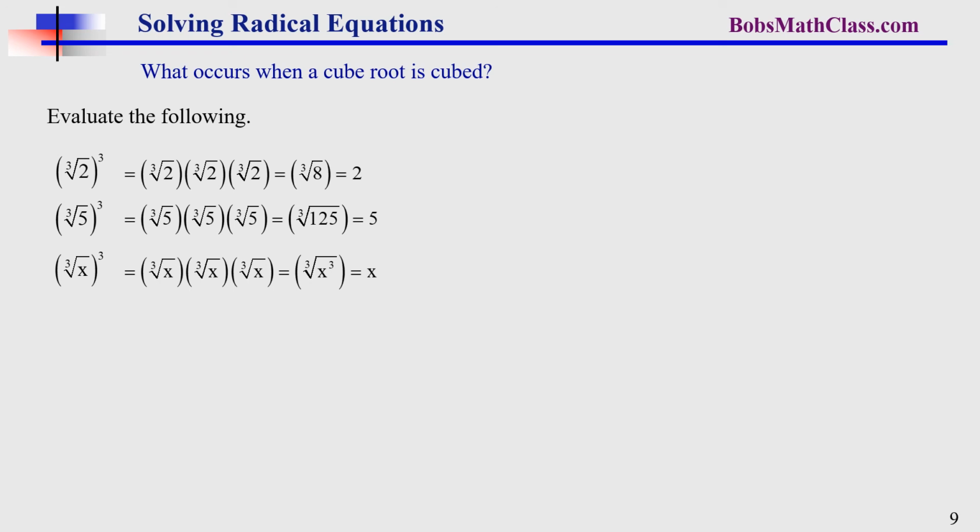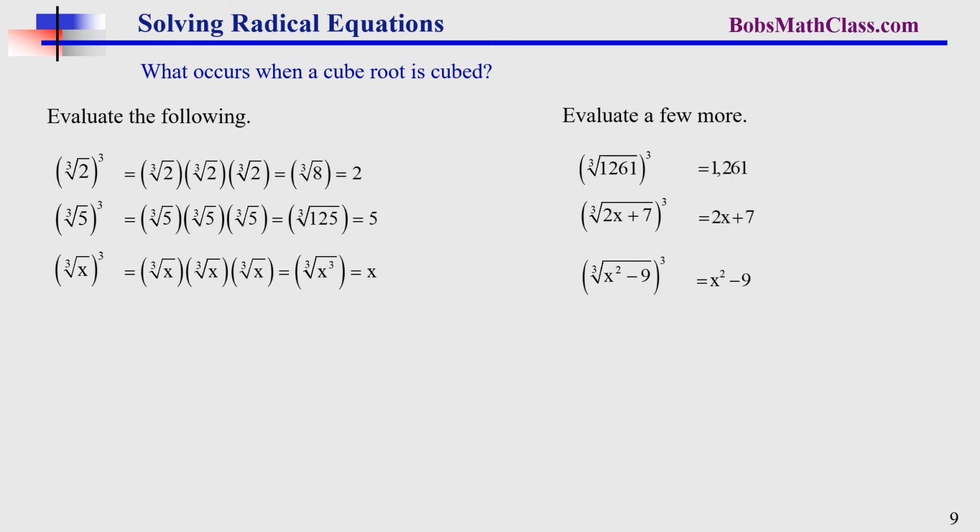So you can see some examples. Cube root of 2 cubed, there's 3 of them. That gives you cube root of 8, which is 2. And the same thing goes for the cube root of 5 cubed, or the cube root of x cubed. Again, if we wanted to do cube root of 1261 cubed, you can multiply it, but it's just going to be 1261.